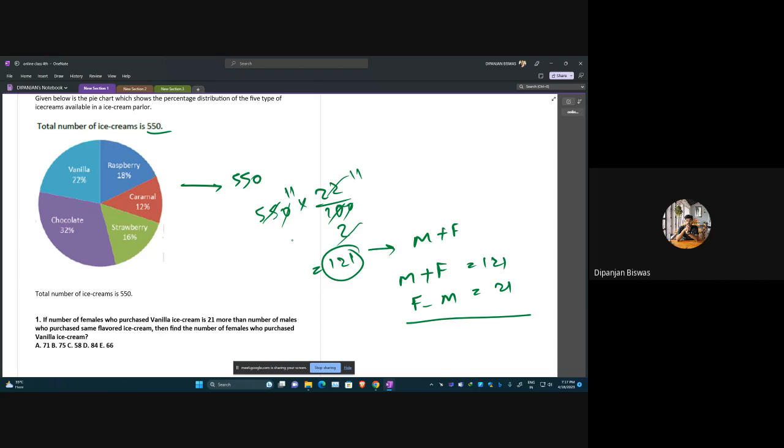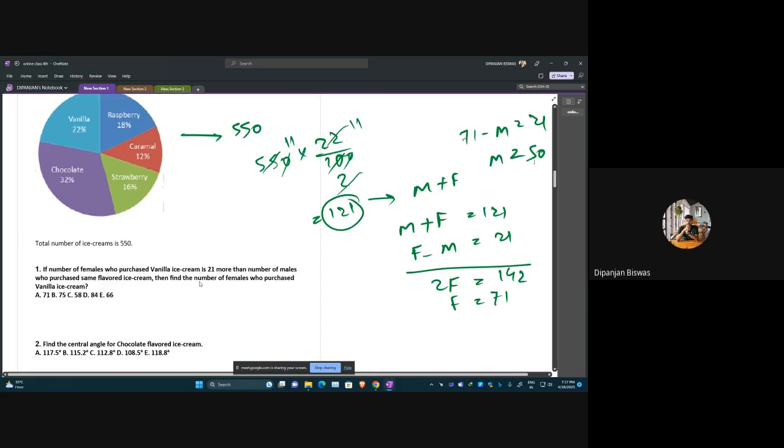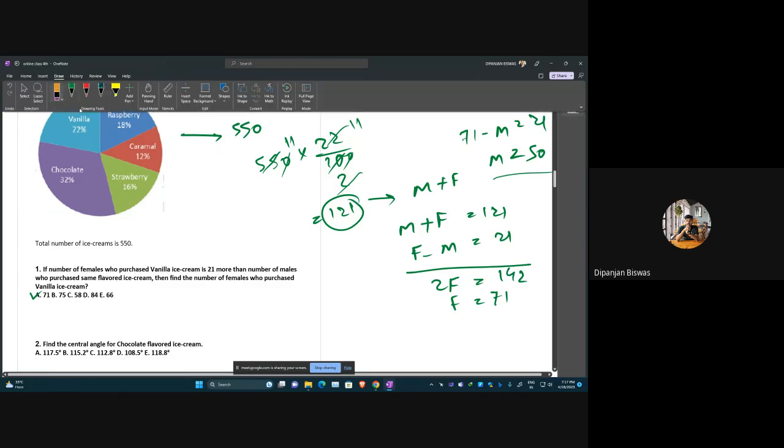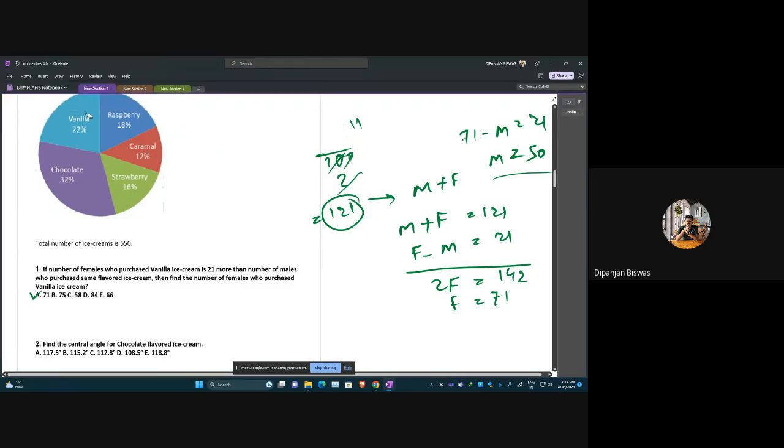So if you just add these two equations, male will be cancelled out. 2F equal to 142. F is 71. And likewise, you can just put it in any of the equations, like 71 minus M equal to 21. So M is 50. Okay, so number of female buyers were asked. We didn't need to do the male thing. Okay. So 71 is the direct answer. I hope it is clear to everyone. Then I'll erase the screen.